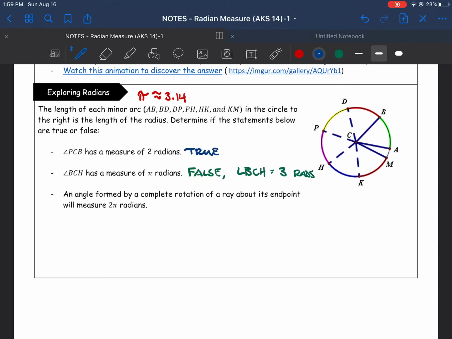Looking at our last statement, an angle formed by a complete rotation of a ray about its endpoint will measure 2 pi radians. So let's think about if we took point B and rotated it all the way around, what would the central angle measure? Well, it turns out that the central angle would actually measure 2 pi radians. So this would be true, but let's explore why that is true.